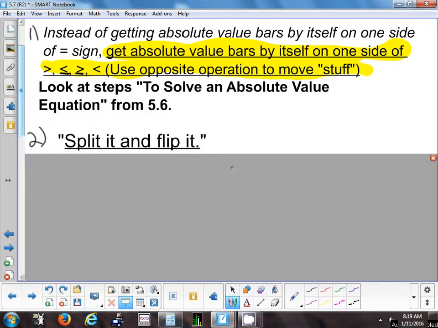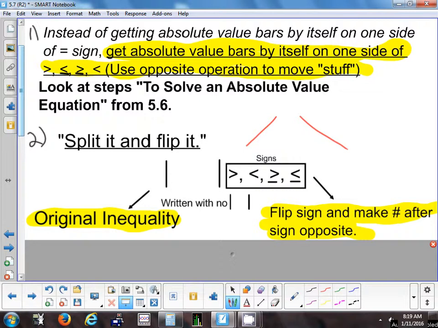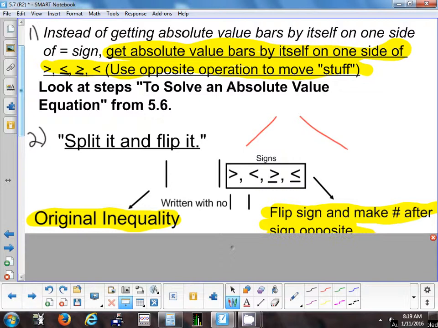All right, so step 2, just like when we're solving an equation, we're going to split it into 2 problems. Okay, so that's where we usually draw our two lines and split it. All right, so for the first problem, we're just going to write the original inequality with no absolute value bars. Okay? Just like when we did it for an equation. We wrote the original equation, we just took away the bars.